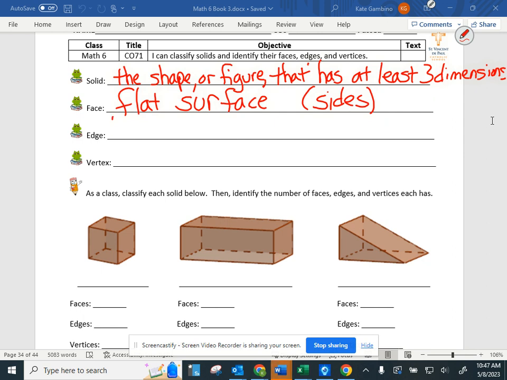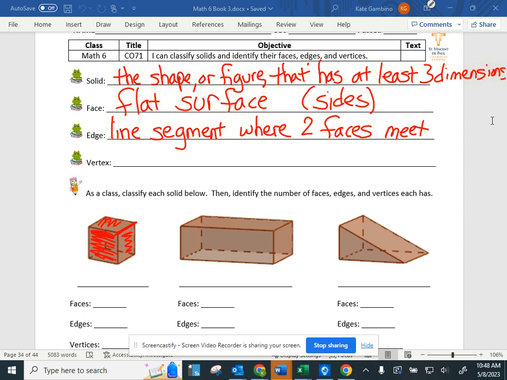The edge is the line segment where 2 faces meet. So when we're looking, our faces are the sides, every single side. The edge is that line where one side meets another side. This is our edge, where the sides meet each other, those lines. It's always those lines. So the edges are always the lines.